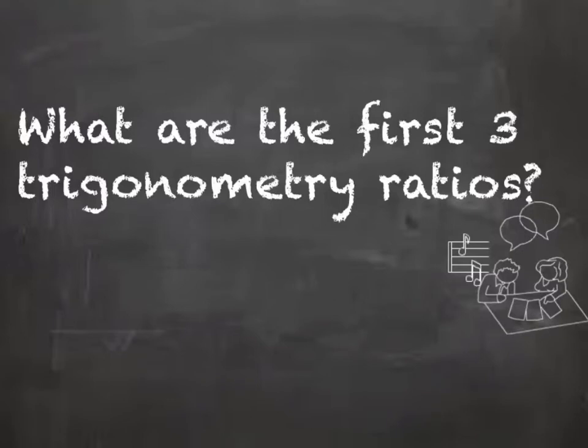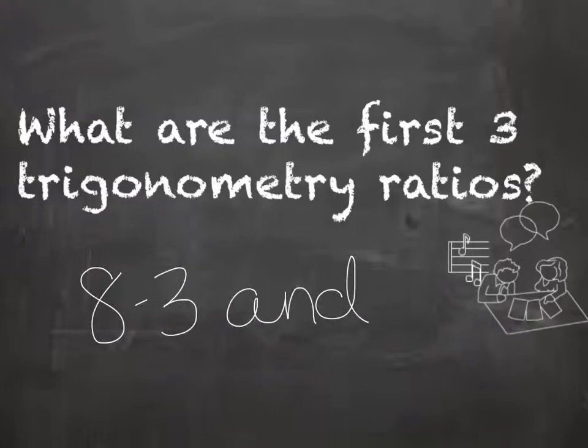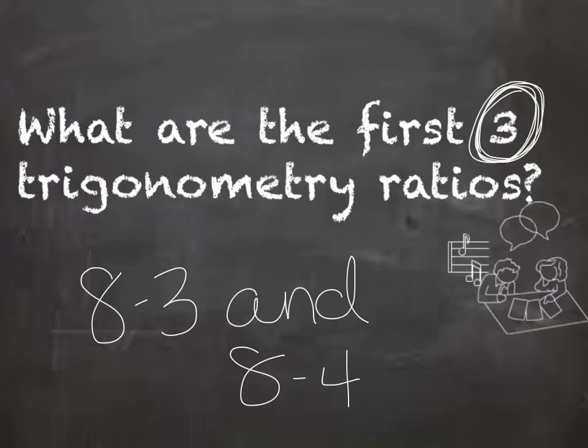What are the first three trigonometry ratios? We're just going to cover the first three trigonometry ratios. This is for section 8-3 and 8-4 out of your textbooks. The reason why we're doing both sections is because we're covering all three of the trigonometry ratios for the next two videos. We're going to talk about sine, cosine, and tangent.